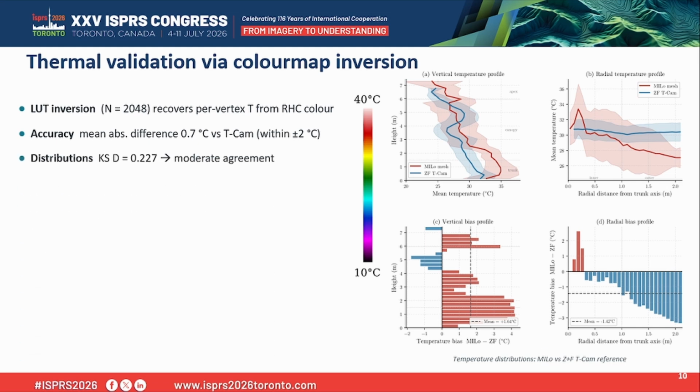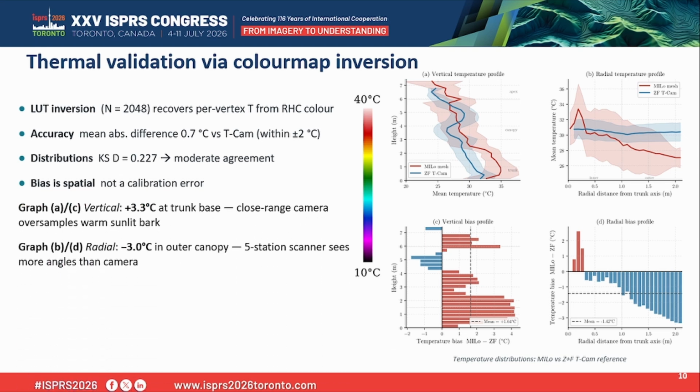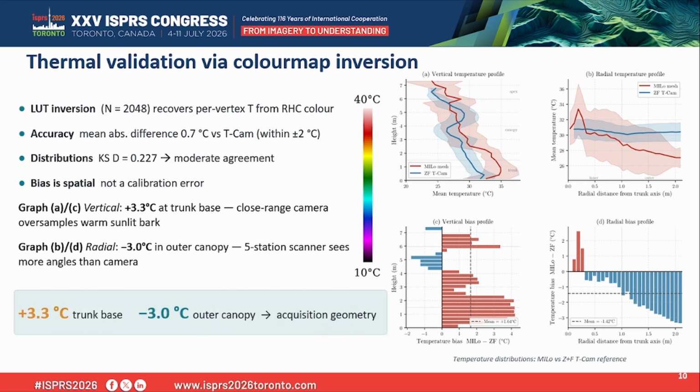But if we go deeper into the distribution of the errors, we have a moderate agreement, as you can see also from the graph plotted over here. And we saw that the bias is spatial, not caused by calibration error. In fact, from the graph C, you can see that for the vertical analysis, we reach a point difference of plus 3.3 Celsius degrees at the trunk base of the tree.